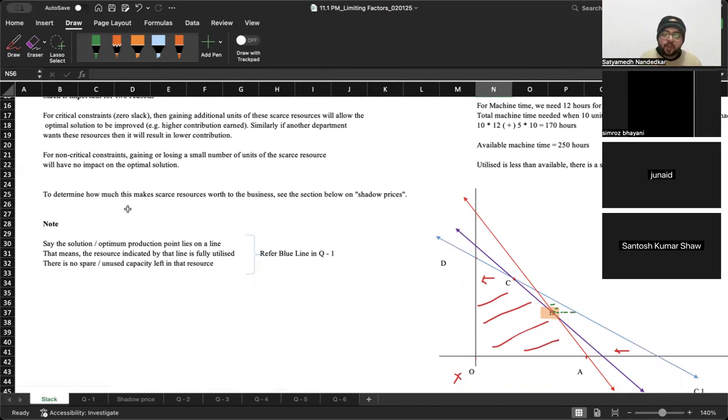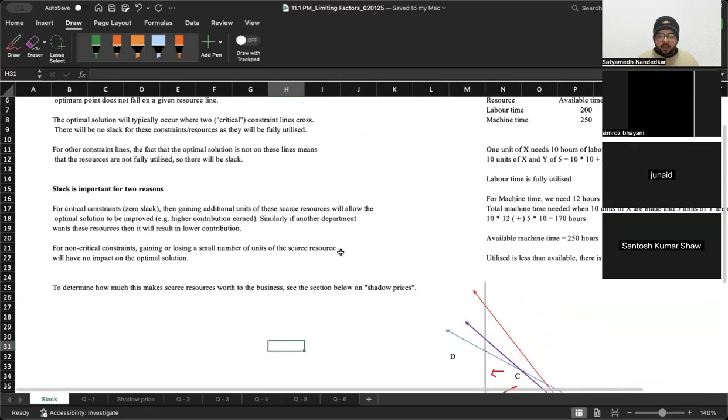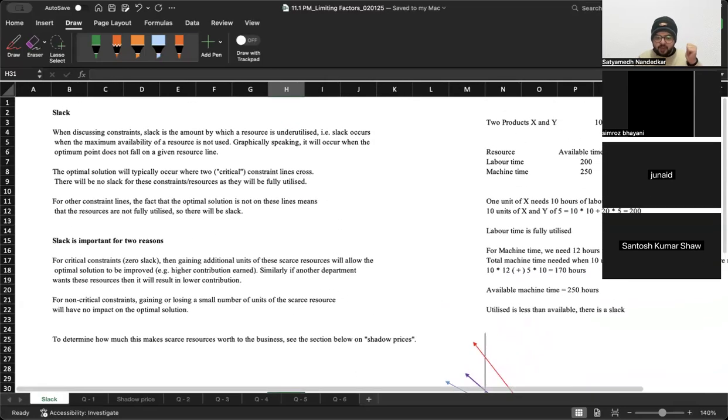To determine how much this scarce resource is worth to the business, we'll see what a shadow price is. ठीक है, shadow price का concept थोड़ा सा बाद में देखते हैं. पहले इस पे एक क्वेश्चन करेंगे. ठीक है, एक बार have a look at the theoretical aspect, just quickly go through it.